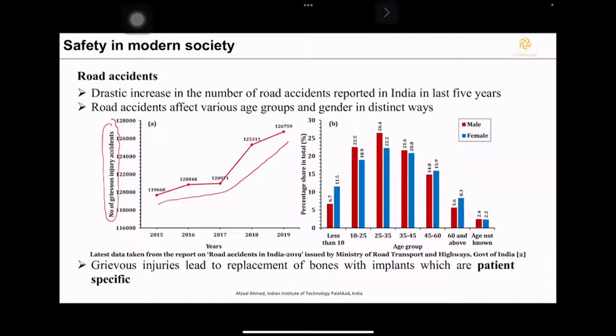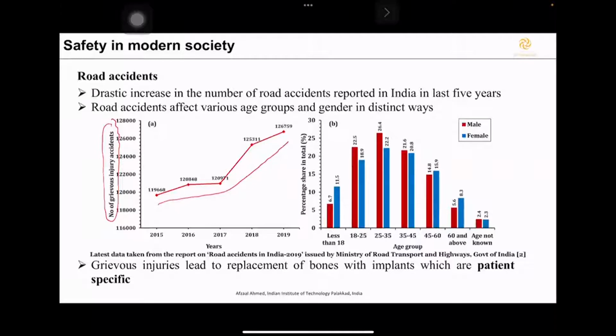Grievous means serious trauma, where trauma or craniomaxillofacial implants are needed. For such cases, you have to deal with very sophisticated and patient-specific implants, because whenever an accident leads to a grievous injury, you don't know which part of the body gets affected. Sometimes the head, sometimes the frontal part of the body, sometimes the legs and hands, which leads to a very customized or personalized demand for the implant. Again, you can see the unfortunate rise in these grievous injuries over the years.